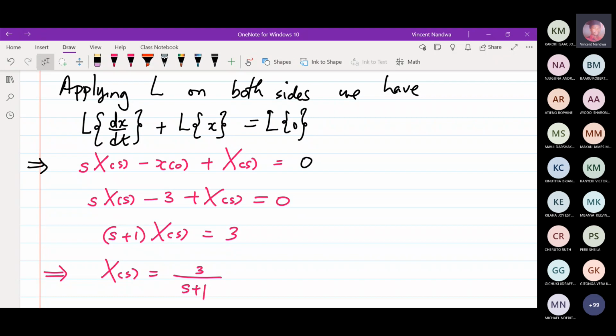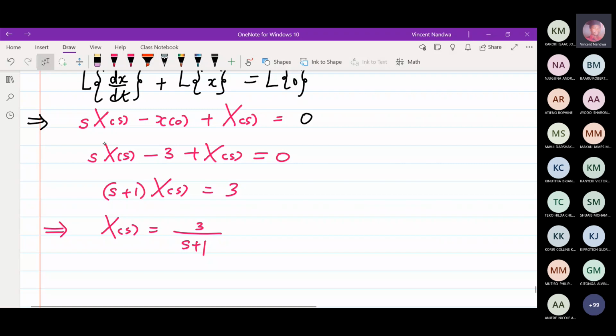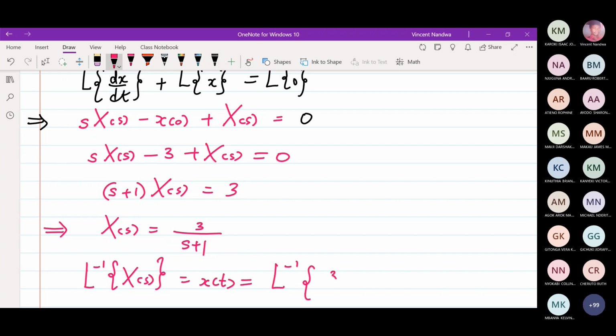Once we successfully make capital X the subject, what follows? Inverse Laplace transform of X. Correct. So the inverse Laplace transform of X of s is what gives us the solution x of t, which will be the inverse Laplace transform of 3 over s plus 1. This can be written as 3 times the inverse transform of 1 over s plus 1.